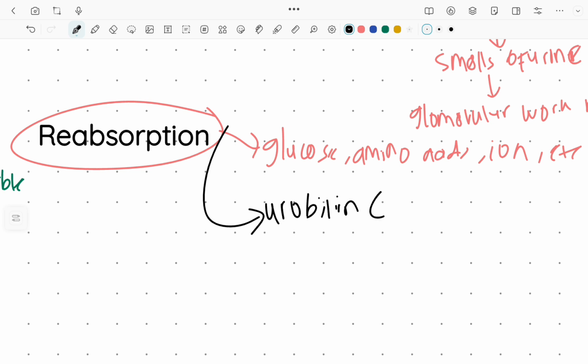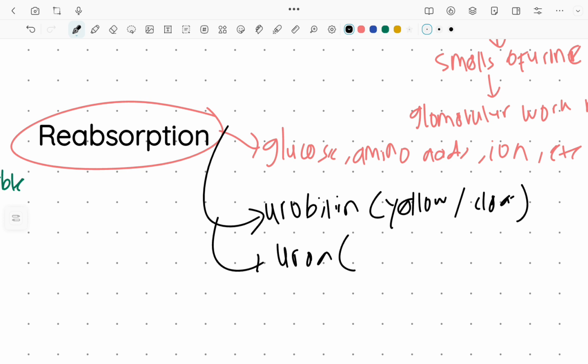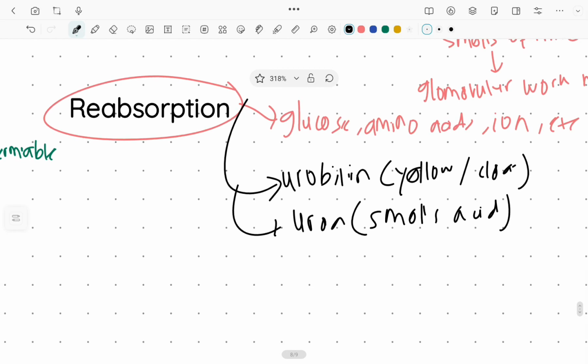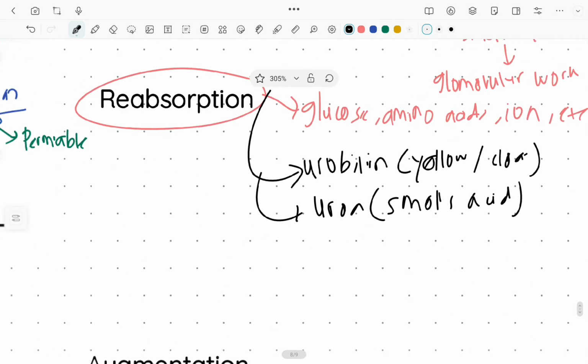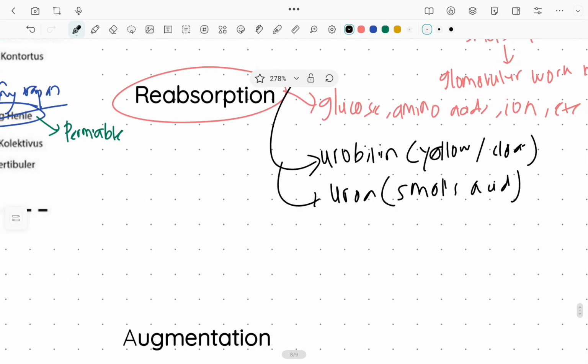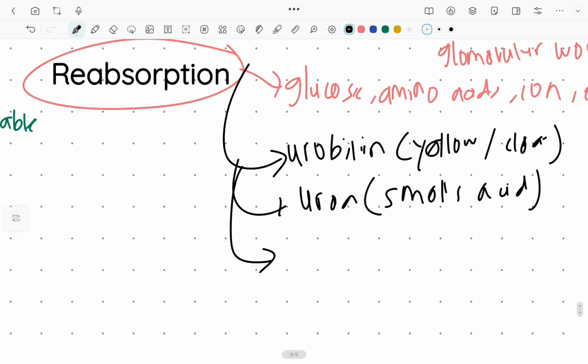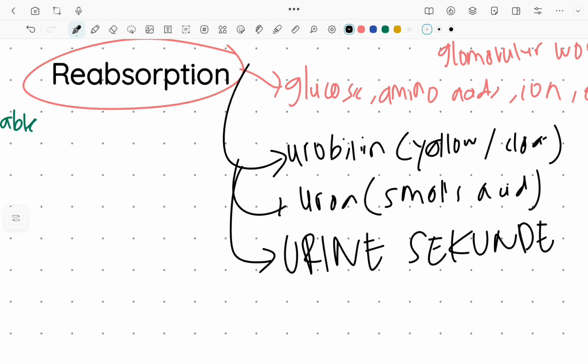This process produces secondary urine containing water, salt, urea, and urobilin. Urobilin makes our urine yellow or clear, and urea causes the smell of urine. So the cause of the sour smell in urine is the urea content. And the result is secondary urine.